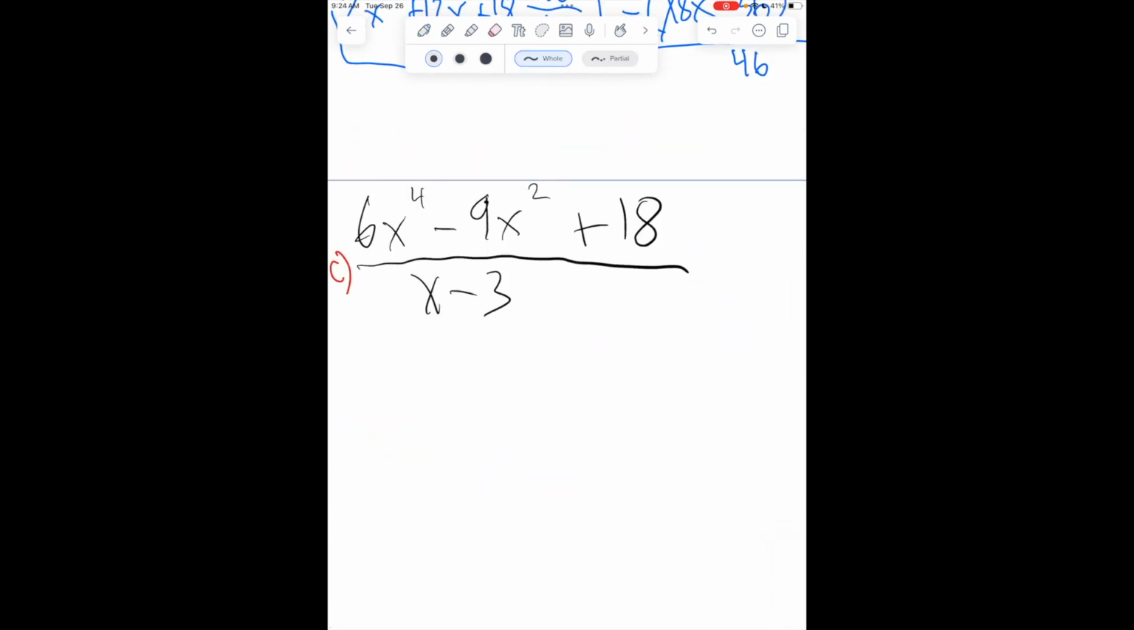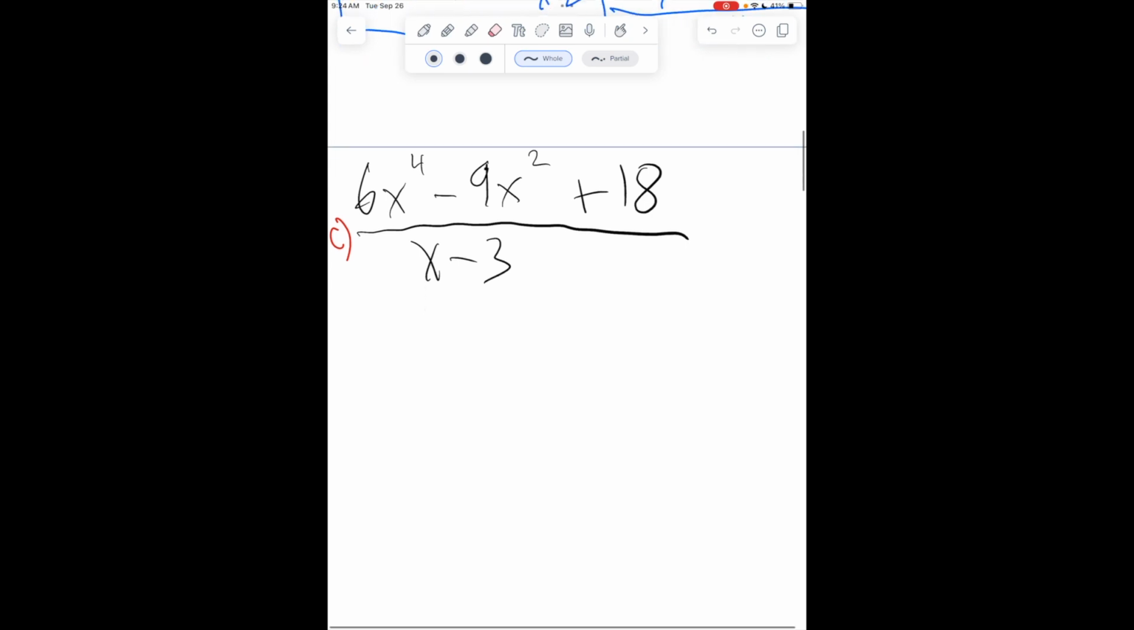Okay, taking 6x to the fourth minus 9x squared plus 18 dividing by x minus 3. Now the difference here in this one is that if we look at our exponents, they aren't necessarily decreasing by 1. So when we create our problem, when we draw it out here, we have to account for that. So I'm going to keep x minus 3 out here.